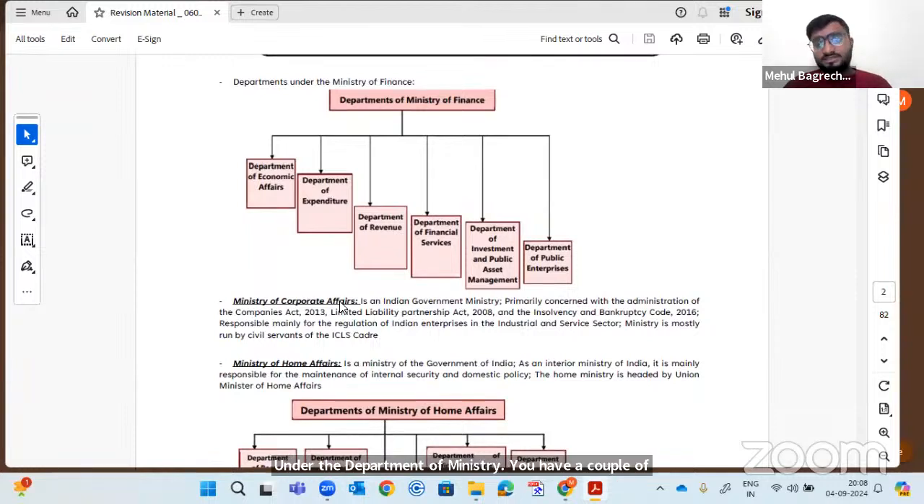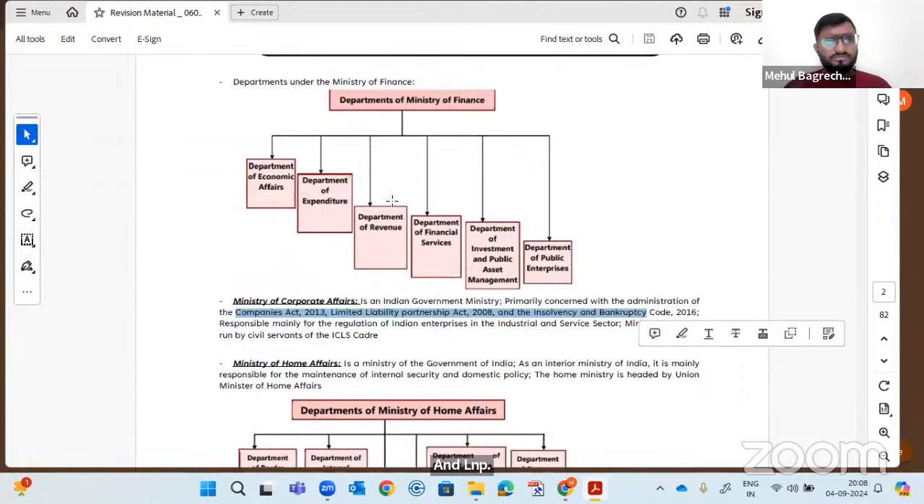Next, under the Department of Ministry, you have a couple of points. Ministry of Corporate Affairs. Sleepy? Priya? Now, when it comes to Ministry of Corporate Affairs, they take care of the very important administration of the Companies Act, LLP and the Insolvency and Bankruptcy Code. 3 acts. Who's going to take care of this? Ministry of Corporate Affairs, corporate law, corporate affairs. What all are there in corporate law? Companies Act, LLP, Insolvency and Bankruptcy Code. Simple, everyone.